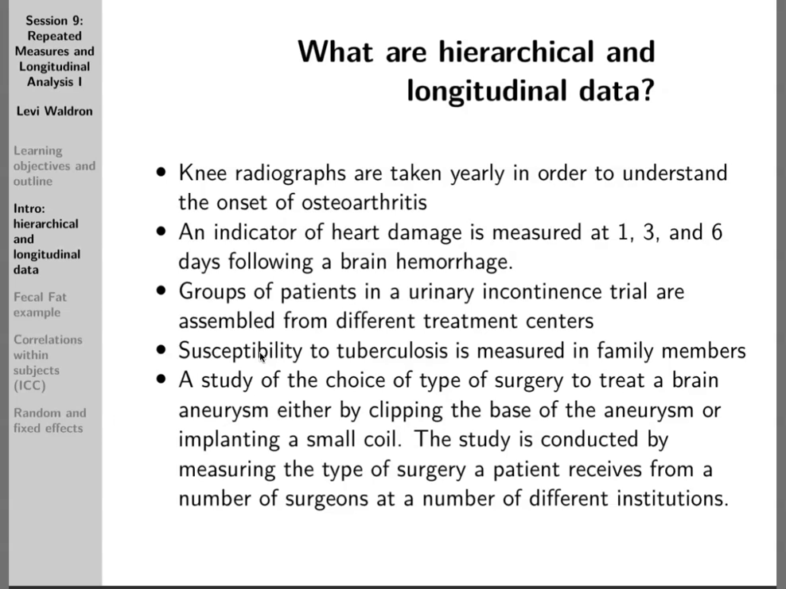And finally, a study of the choice of type of surgery to treat a brain aneurysm, either by clipping the base of the aneurysm or implanting a small coil, where the study is conducted by measuring the type of surgery a patient receives from a number of surgeons at a number of different institutions. So a lot of text here, but this is hierarchical with actually a couple of levels because we have patients grouped by the surgeon who operated on them, who are then in turn grouped by the institution where they work.